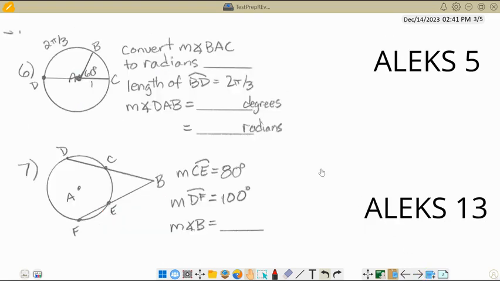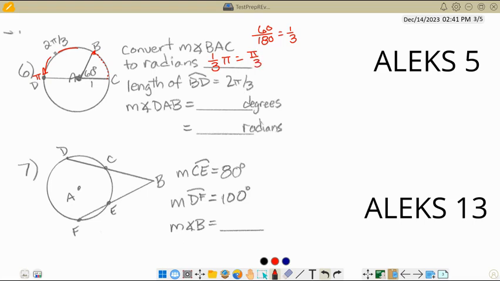Number 6, we're going to convert angle BAC to radians. You can see that it says 60 degrees right there. So what you can do is you can go 60 out of 180. That reduces down to 1/3. So we're going 1/3 of the way over to pi. If we went the whole way, this would be pi right over here, right? But we only want to go 1/3 of the way. So you could go 1/3 pi, or you could write that as pi over 3.